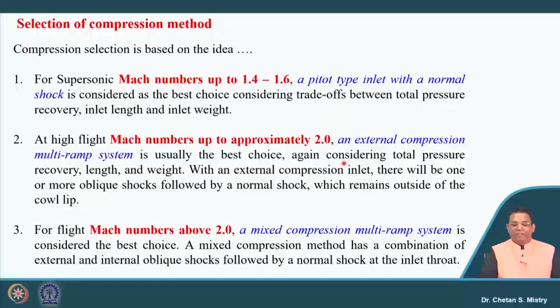Now, if the Mach number is in the range of 1.4 to 1.6, we need to go with the pitot kind of intake, because we are looking for high total pressure recovery and small length and weight, which is a major concern. Suppose the Mach number is in the range of 2; an external compression ramp system can be used for this purpose. As we discussed earlier, this is a combination of maybe one oblique shock, two oblique shocks, or multiple oblique shocks followed by a normal shock, and people use that configuration for a Mach number in the range of 2.